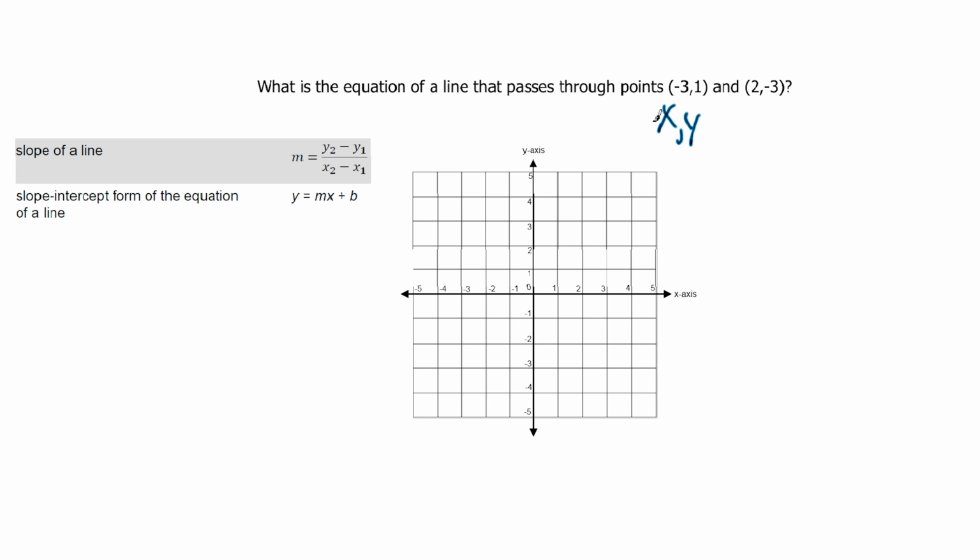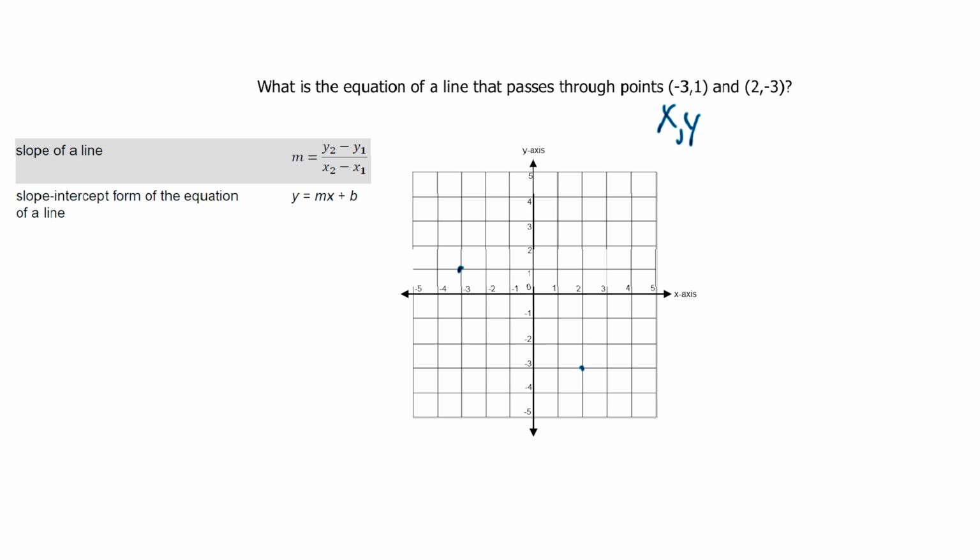So -3, since it's negative, we're going to the left, away from 0, 3 spaces: 1, 2, 3. And the y is a positive 1, so positive means we're going to go up on the y-axis. So 1, 2, 3 to the left, and 1 up. One of our points is right here. The next point is (2, -3), so x is positive, so we're going to the right on the x-axis, 1, 2, and the y coordinate is negative, so we'll go down 3 points, 1, 2, 3.